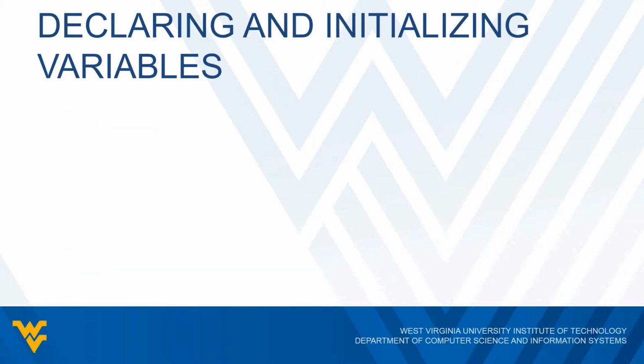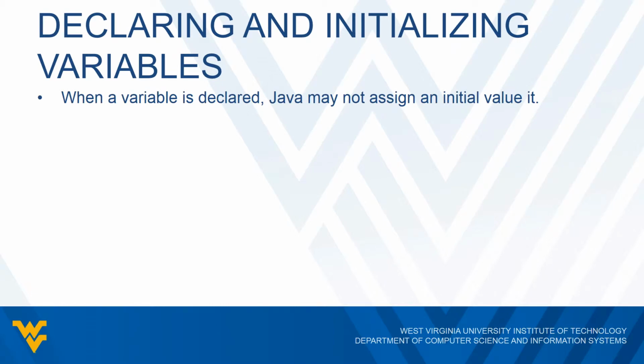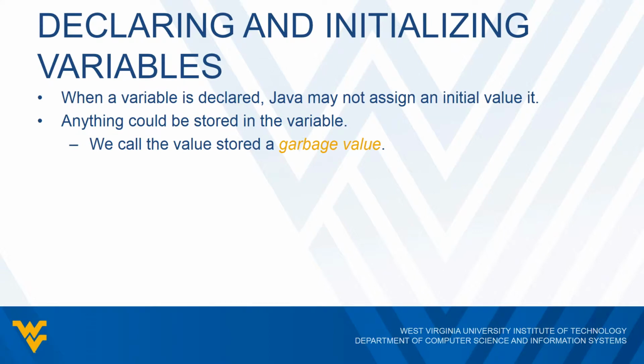Now it's worth mentioning that when a variable is declared, Java may not assign any initial value to it. So in fact, anything could be stored in the variable at that time. When we declare it, there could be some gibberish, there could be values in there, and we call this type of value that's initially in the variable a garbage value. And we really don't want this in our programs.